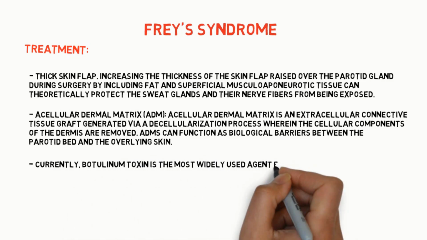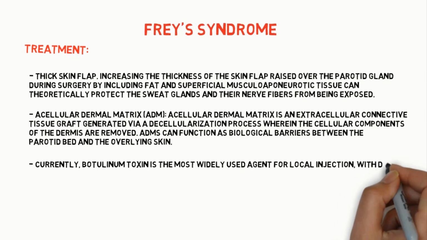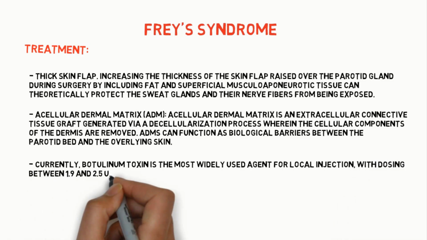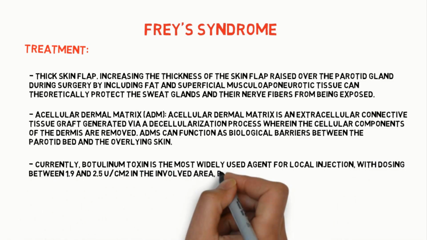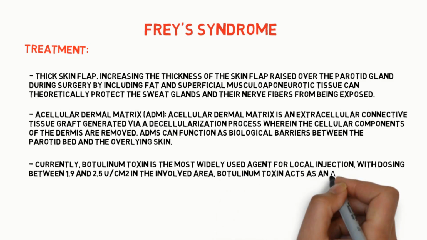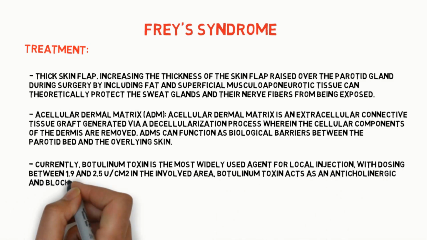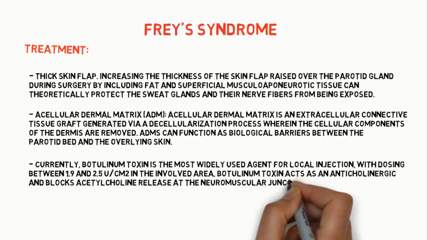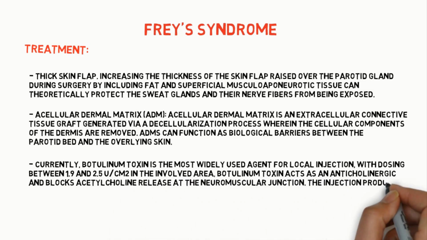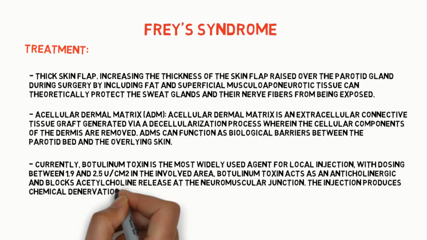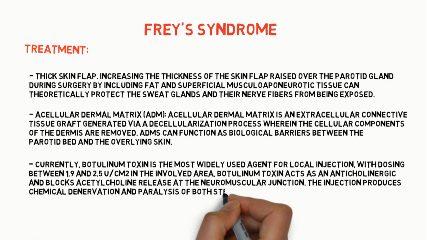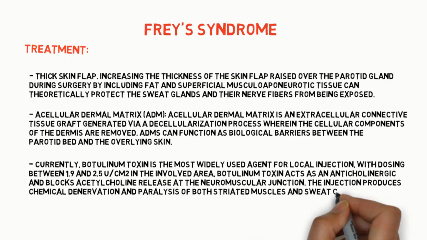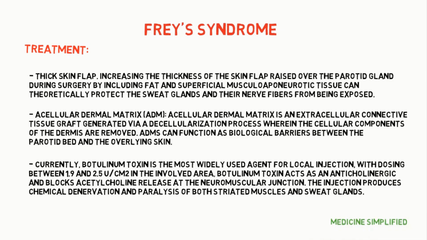The important one is botulinum toxin, the most widely used agent for local injection, with dosing between 1.9 and 2.5 units per square centimeter in the involved area. Botulinum toxin acts as an anticholinergic and blocks acetylcholine release at the neuromuscular junction, which produces chemical denervation and paralysis of both striated muscles and sweat glands.